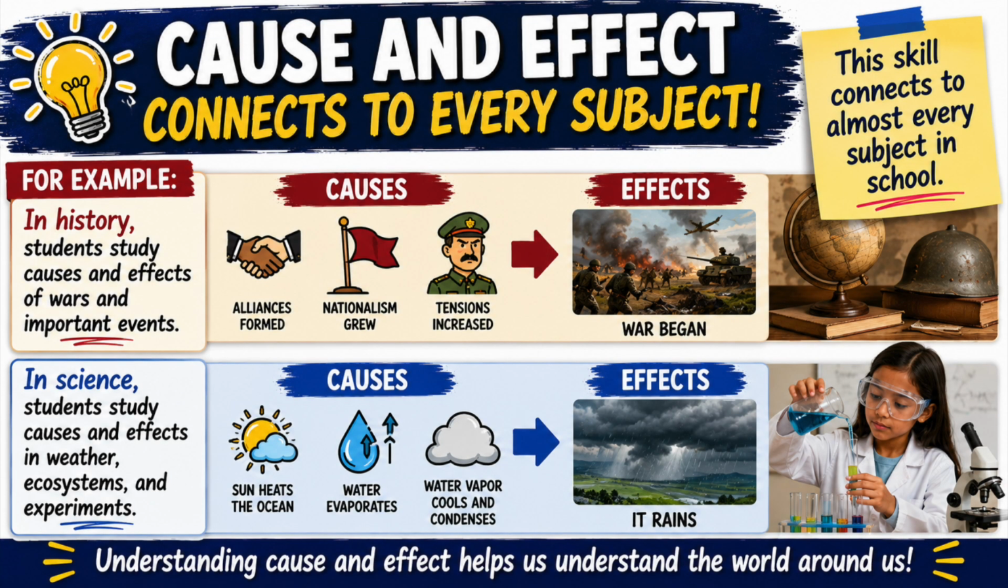Cause and effect will appear in fiction stories, science articles, historical events, biographies, news reports, and informational text. For example, in history, students study cause and effect of wars and important events like the Great Dust Bowl or the migration of the Native American Indians. Basically, any historical event that we've had in this country or in the world. In science, students study cause and effect in weather, ecosystems, and experiments. This skill connects to almost every subject in school.